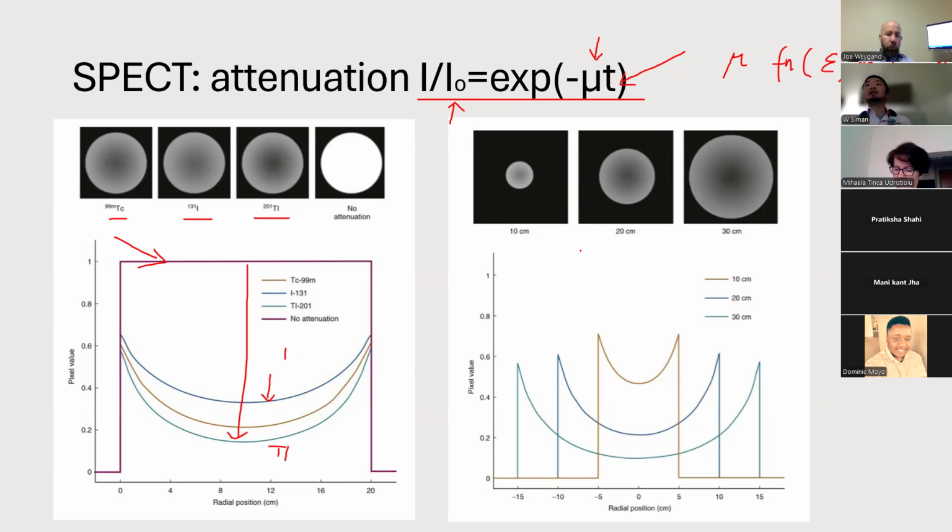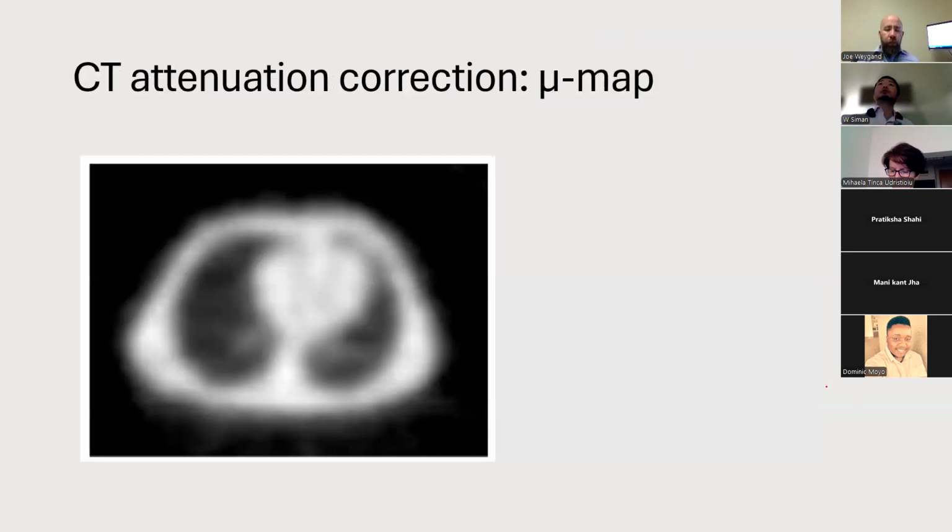And on the right-hand side here is the effect of the T actually. So exponential minus mu T. T is the thickness. So the thicker your phantom is, the more you get attenuated, right? And so that's the effect of attenuation. So how do you correct that? We discussed earlier, your X-ray imaging actually gives you the attenuation map, sort of, right?